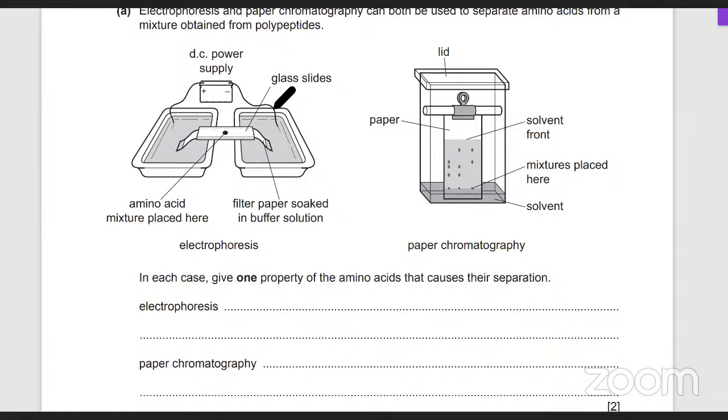So electrophoresis में it's the charge on the amino acid. अगर वो charge नहीं होगा, it won't move. ठीक है? One side is negative, the other side is positive. So if the amino acid is positively charged, it will start moving towards the negative side. Vice versa, if the amino acid is negatively charged, it will start moving towards the positive side.